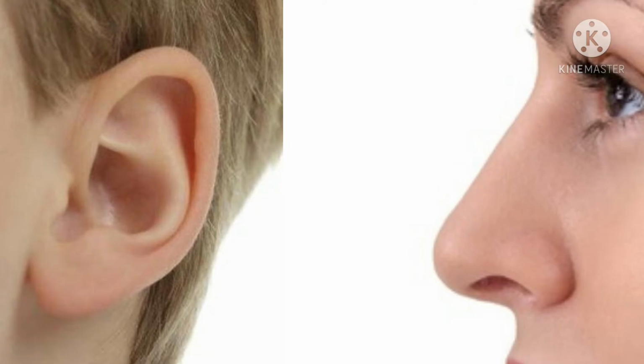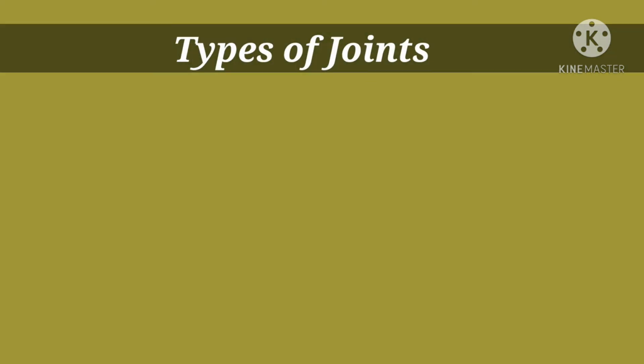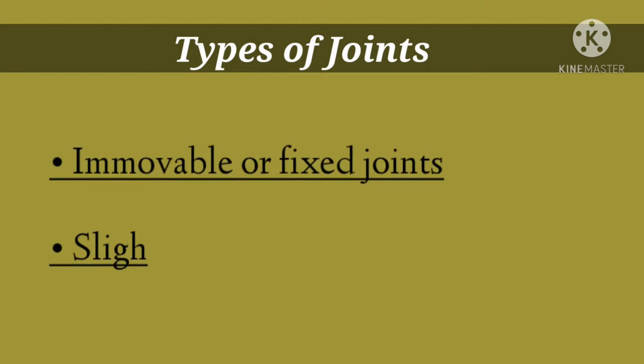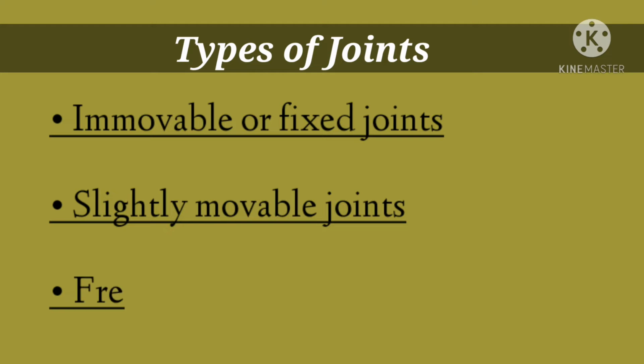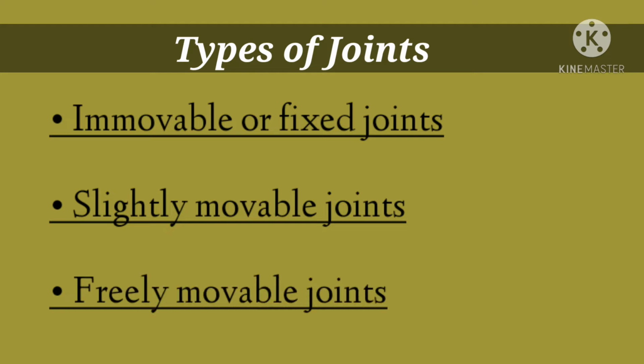Our ear lobe and the bridge of our nose are made of cartilage. The joints are mainly divided into three categories based on their capacity to allow movement. These are immovable or fixed joints, slightly movable joints, and freely movable joints.